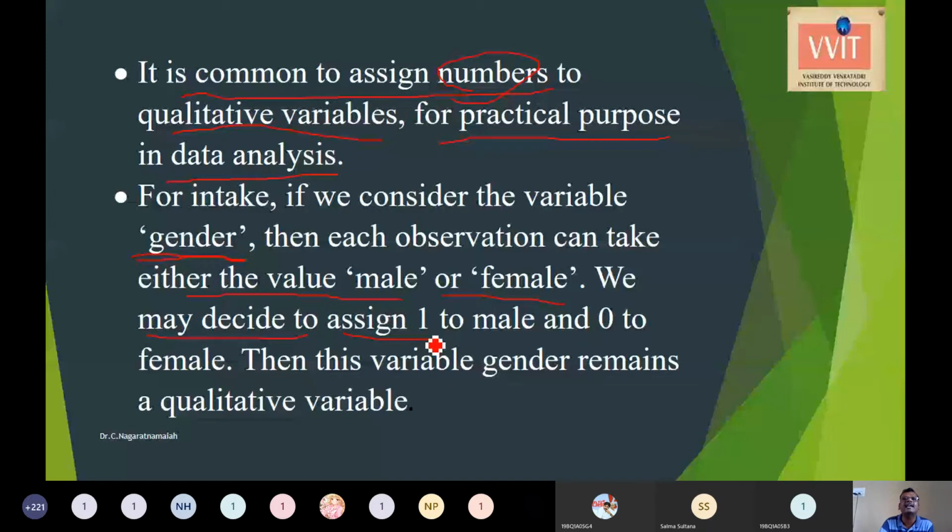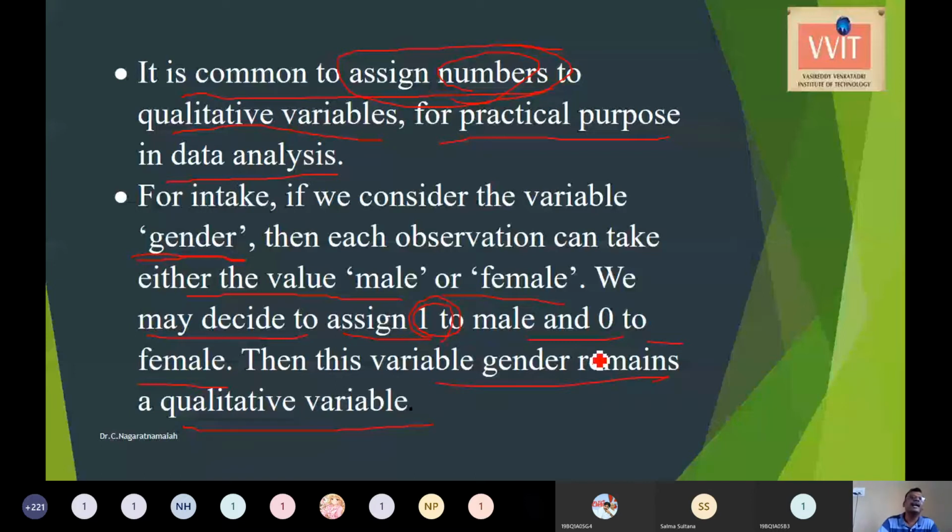That means we are assigning a numerical value. That is the meaning of this. Then the variable gender remains a qualitative variable. Gender is a qualitative variable, but we are assigning a numerical value to the genders, male or female. That is also one of the important techniques that we have to use in data analysis. Though the variable is qualitative, we are assigning a numerical value for calculation purposes in data science.